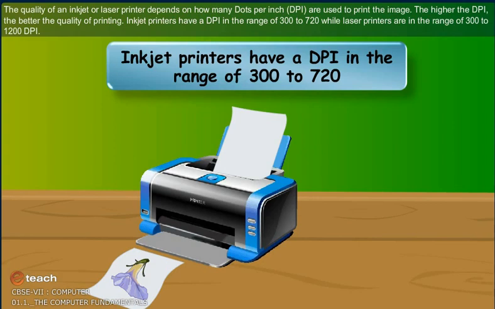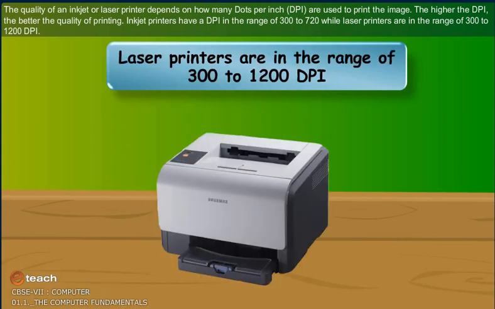The quality of an inkjet or laser printer depends on how many dots per inch, that is DPI, are used to print the image. The higher the DPI, the better the quality of printing. Inkjet printers have a DPI in the range of 300 to 720, while laser printers are in the range of 300 to 1200 DPI.